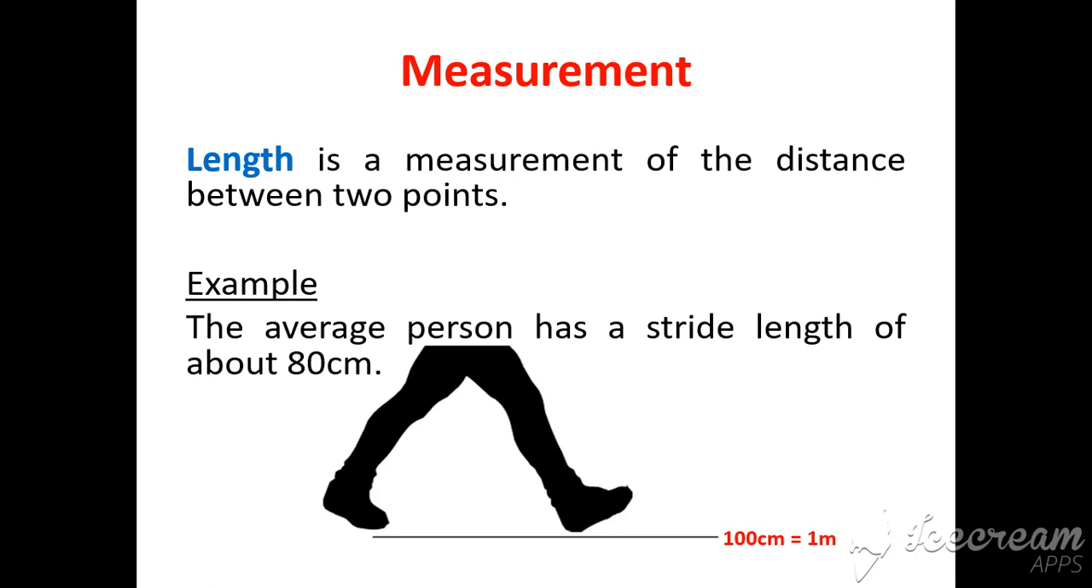Length. Length is a measurement of the distance between 2 points. As an example, the average person has a stride length of around about 80 centimeters.